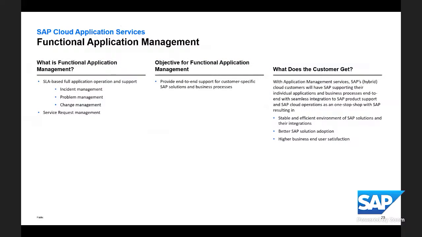Functional application management is one of the custom tailored options. In this package, we provide end-to-end support for customer-specific SAP solutions and business processes in terms of incident management, problem management, change management, and service request management. When we say incident management, an example could be the customer is unable to generate a customer invoice, all outbound delivery invoices are stuck, or they are not able to dispatch the trucks, or logistics is heavily impacted. So we will investigate and fix the issue there.